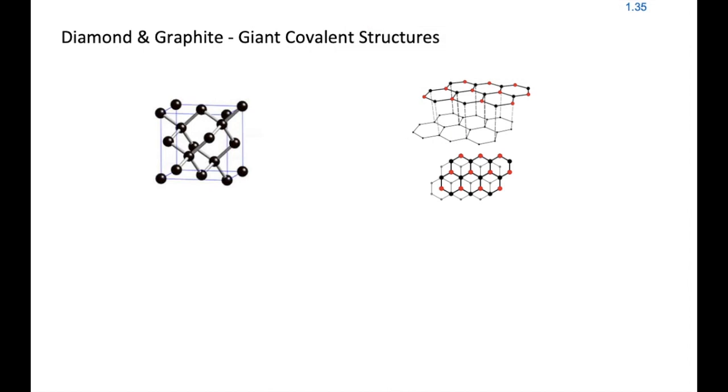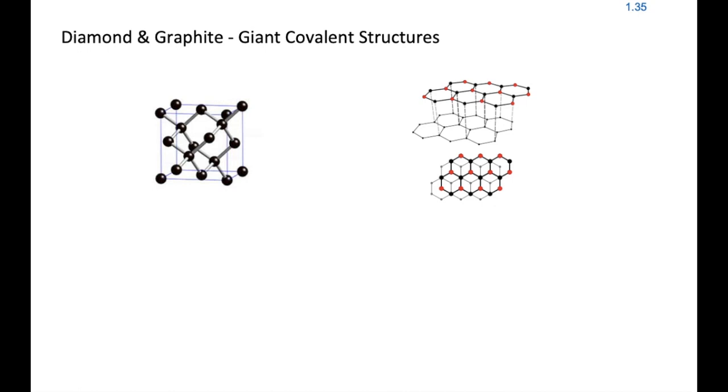So for this video, we're going to look at a different type of covalent structure. We've previously gone into detail about simple molecules. We've spoken about how they have strong covalent bonds between the atoms, but weak intermolecular forces of attraction between the individual molecules. Giant covalent structures, on the other hand, are made up of many atoms with strong covalent bonds between them.